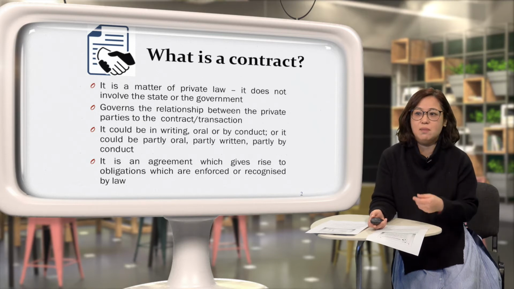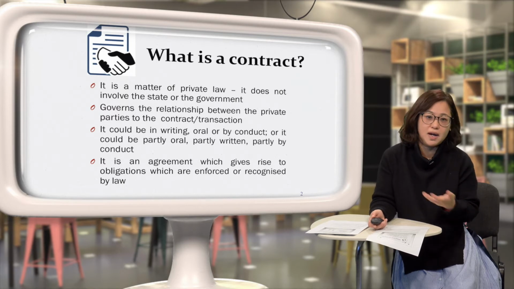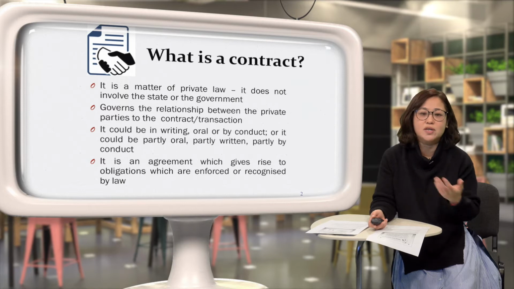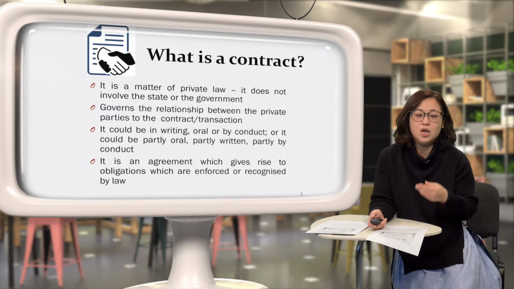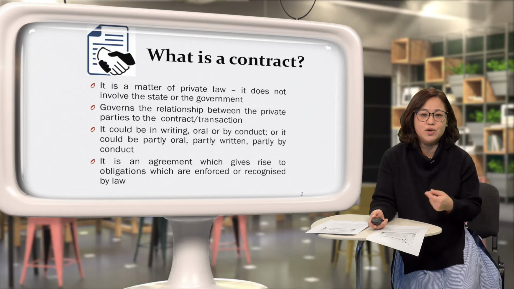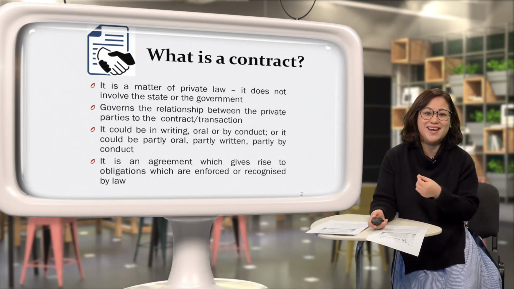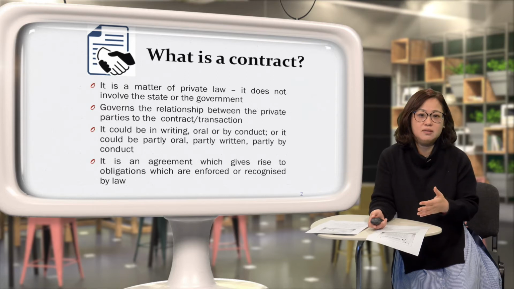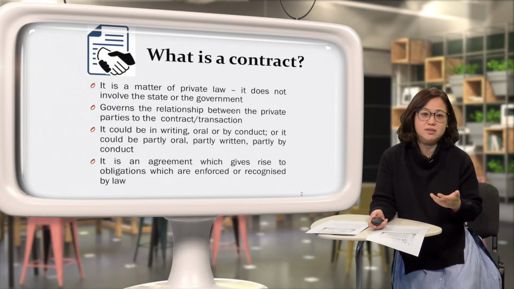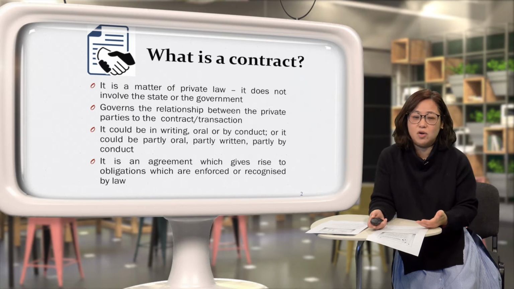A contract can be in writing, it could be oral or by conduct, or it could be partly oral, partly written, partly by conduct, or a mixture of all three. Usually, when we talk about contract, you think about a document or something that is signed. Actually, a contract is also created orally. So if I make an agreement orally with someone, that may be a contract.